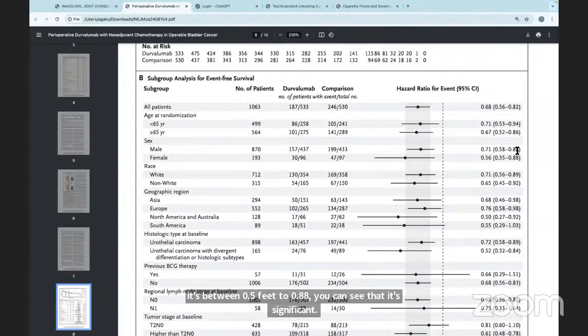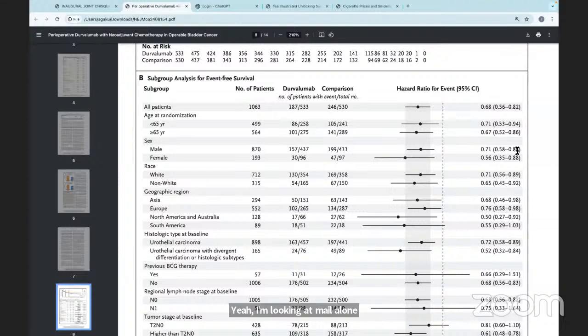Looking at male alone as a subgroup, the hazard ratio is 0.71, meaning that the risk of death among males that took the intervention or the drug is 0.71 that of those that did not take the intervention.